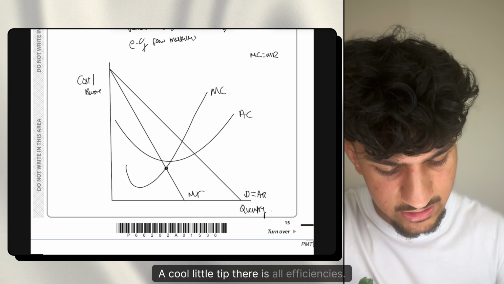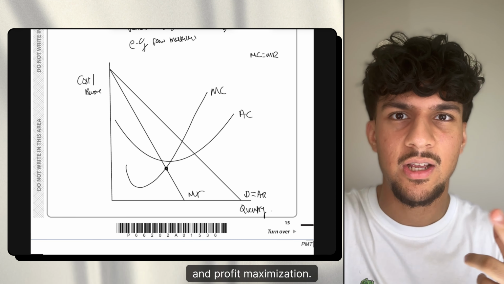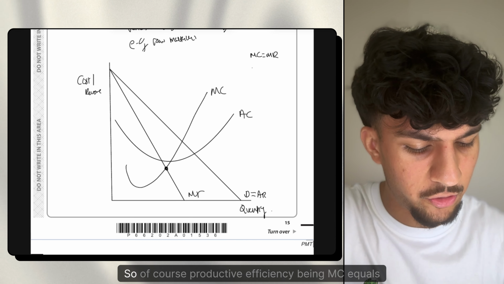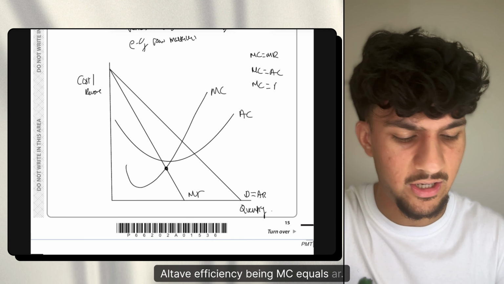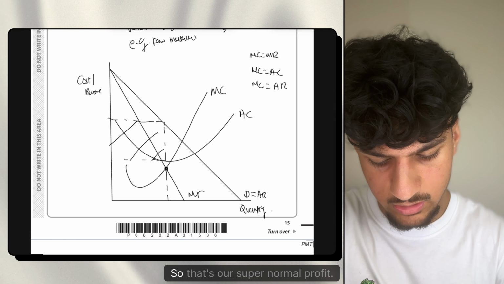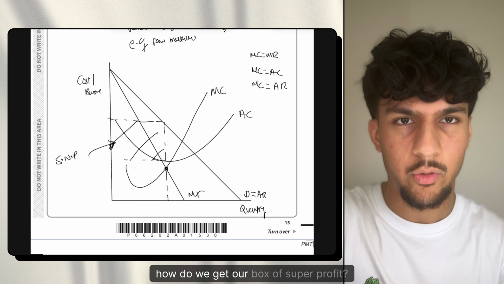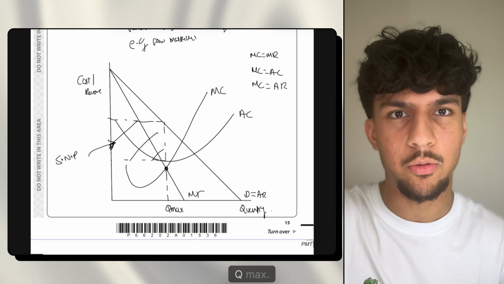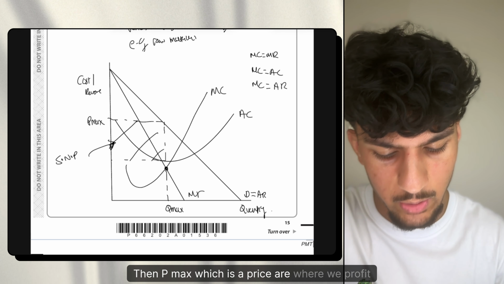A cool little tip there is that all the efficiencies, so productive, allocative, and profit maximization, besides X efficiency, start with MC. Productive efficiency being MC equals AC, allocative efficiency being MC equals AR. But yeah, back to this. So profit maximization point, quickly label that up. So that's our supernormal profit. And then labeling up these two points, that's Q max, the quantity where we're profit maximizing, then P max, which is the price where we profit maximize.